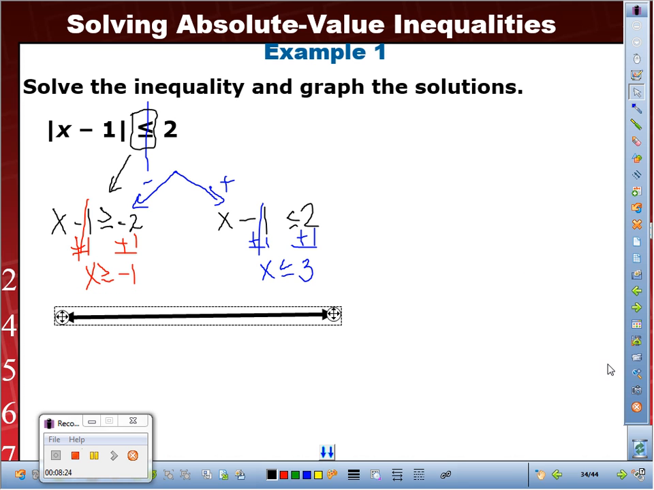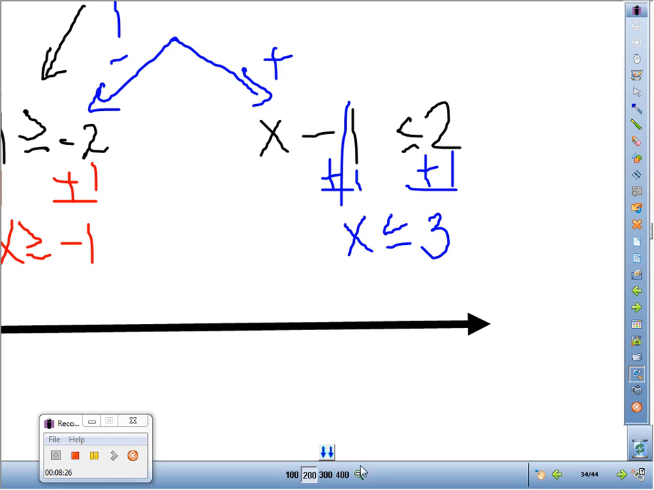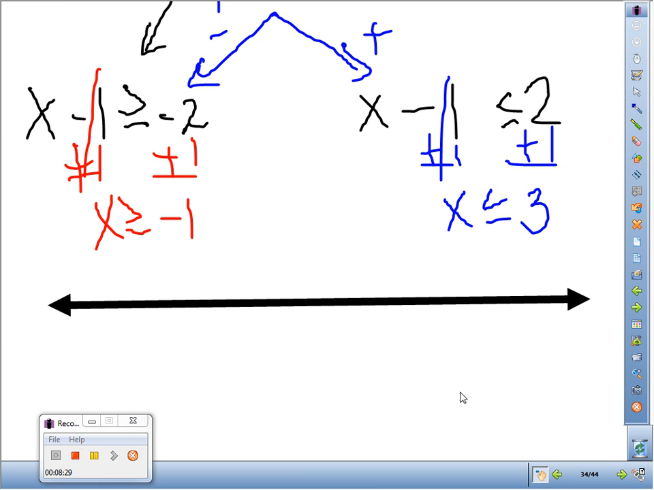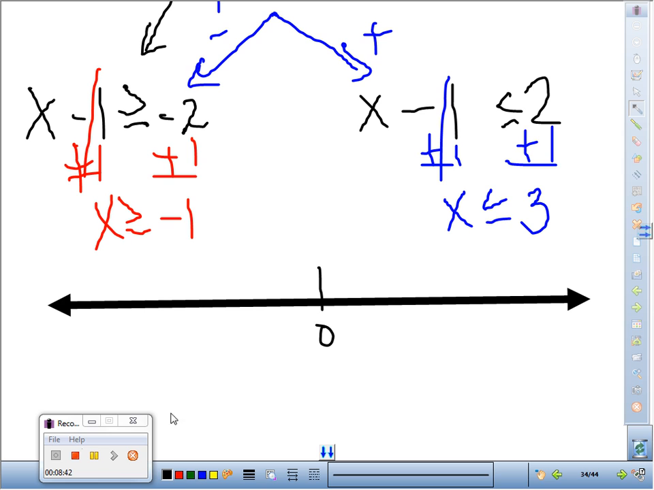Pens down, eyes up here. I'm going to zoom in so I can show you something here. Hopefully you will see it right away. So notice here, instead of having one inequality, now we have two inequalities. I'm going to graph first the one in red. So I'm going to start with my dividing point, which is negative 1. Does it include the point? Yes, because it's got an equal sign. So I'm going to put a solid point.